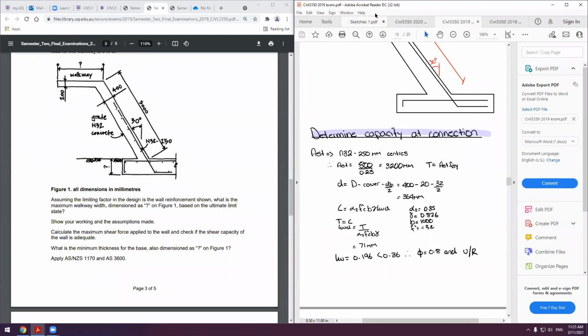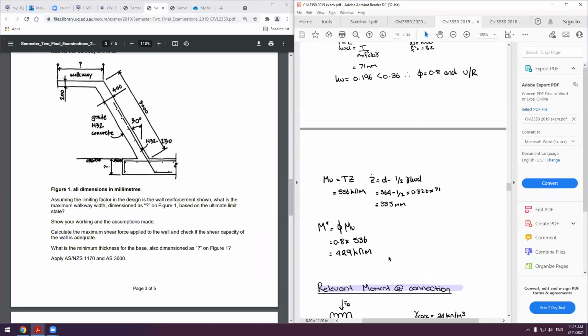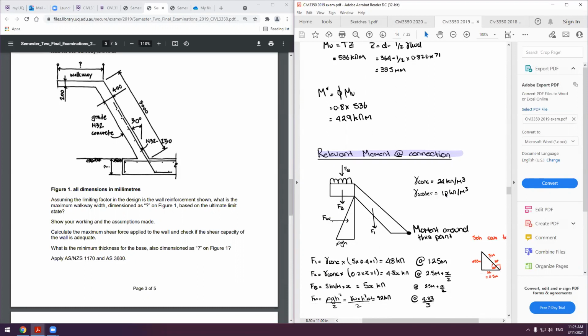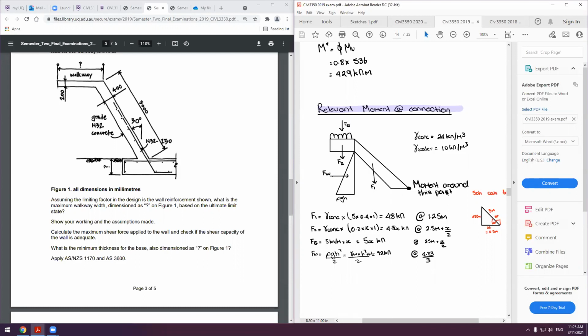Spacing. Go through and calculate Phi and U, which we can get. It's pretty easy. The most complex thing about this question is calculating the relevant moment. As you can see, I put the water on this side last year when I did this, but I have a feeling the water is actually on this side. Don't stress about that. It's not a critical assumption.